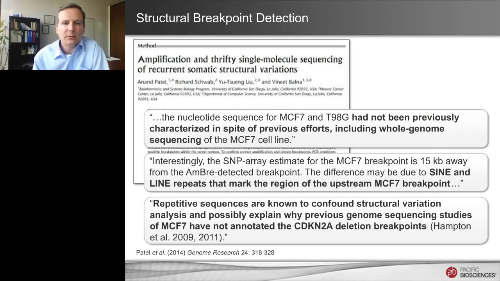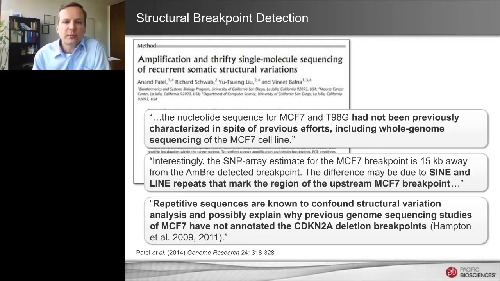I want to highlight one in particular, which looks at tumor suppressor genes, very important in cancers. The authors here at the University of California, San Diego describe the characterization of certain tumor suppressor genes, such as CDKN2A, with PacBio sequencing. It was interesting to note that they sequenced breast cancer samples. MCF7 is the classic breast cancer sample. It's been studied for literally 20 years.